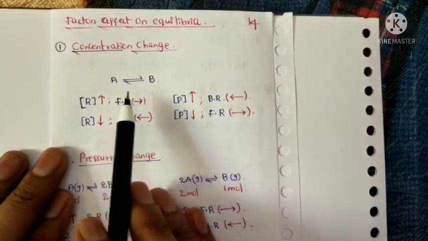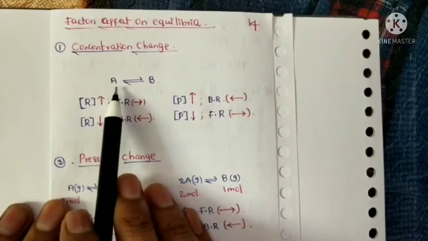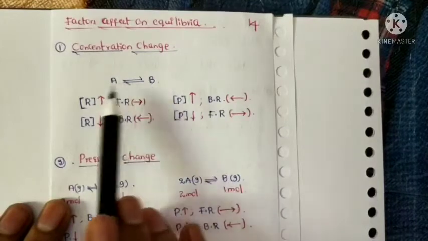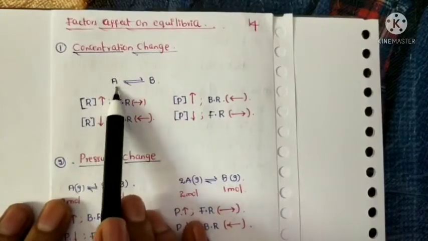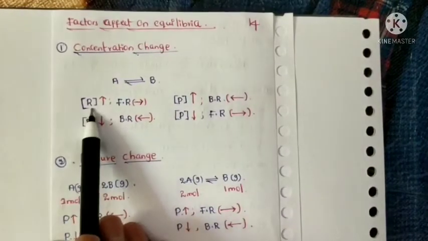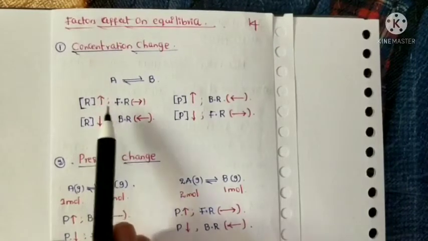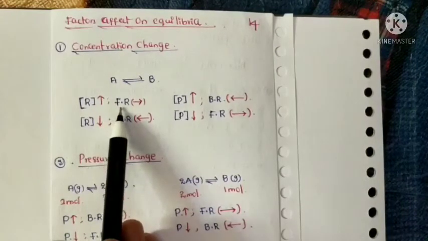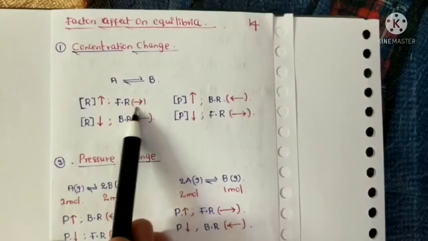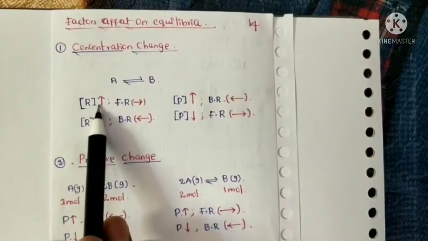For example, let's consider a general reversible reaction, where A and B are both in equilibrium. Here A is the reactant and B is the product. If the reactant concentration is increased, then the equilibrium will be shifted to the forward direction, or it is favored for the forward direction.